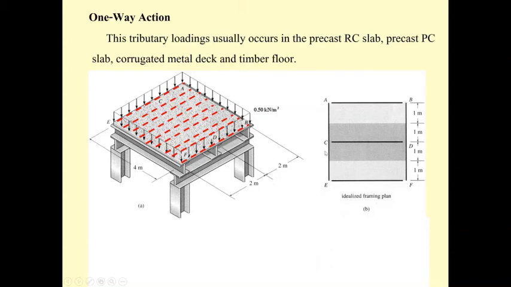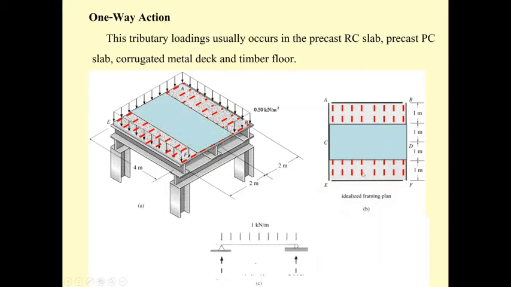So the big beam or the girder will get a large force at C and a smaller force at A and E. That is the tributary area that the beam CD is supposed to carry, and this is for the beam AB and this for the beam EF. And by doing this, we will idealize the beam CD as the one below here.